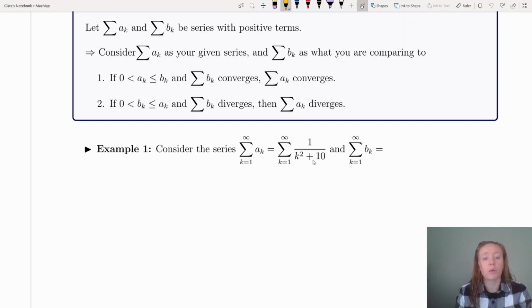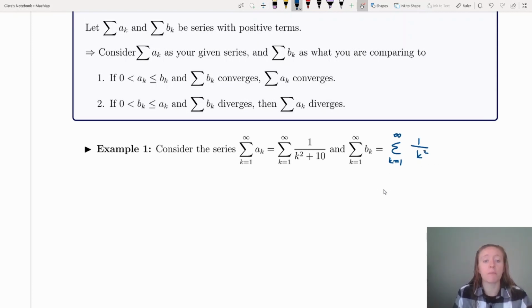The way you choose what to compare it to, what I like to do, is take the highest powers from the numerator and the denominator. In our numerator, we just have a constant of 1, so I'll leave that. And in our denominator, what's really influencing that growth is not this 10. It's going to be this k squared. So the series that I will compare it with, my b sub k, is going to be the summation from k equals 1 to infinity of 1 over k squared.